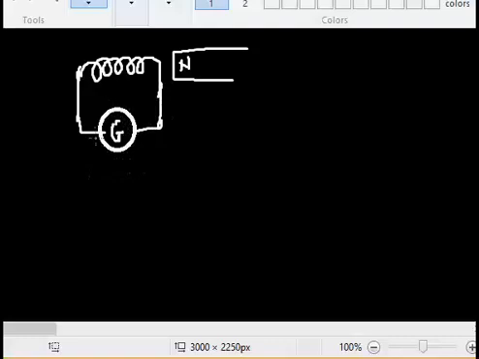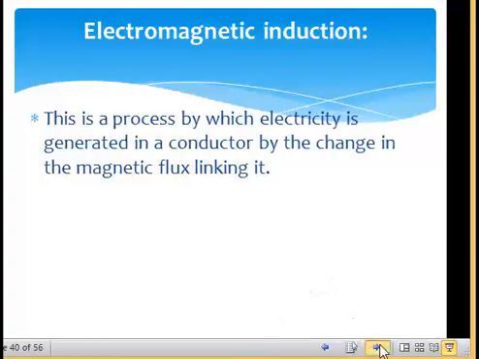So this electricity was generated by the movement of the magnet, and we know very well that a magnet has a magnetic field around it. So a magnet has magnetic flux around it, and as the magnetic flux that links the coil changes due to the movement of the magnet, electricity is generated, and that is electromagnetic induction.